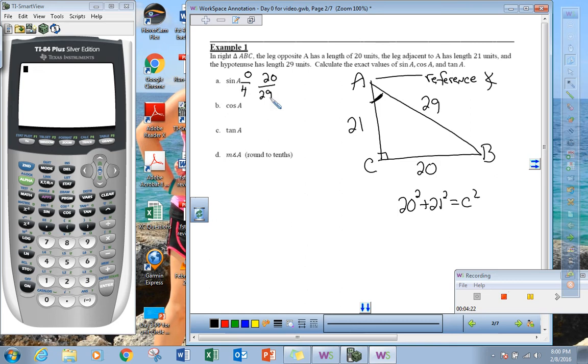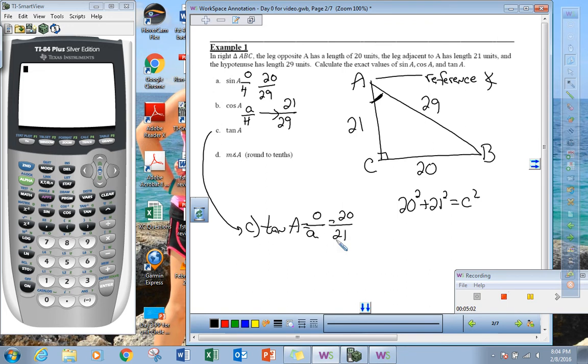That would make cosine of angle A the adjacent over the hypotenuse. Looking at that, it looks like that's going to be 21/29. And then stop. Don't type that in your calculator. Don't mess with it. And then let me move C right down here. For the tangent of A, tangent's going to be the opposite over the adjacent. So it looks like that's going to be 20/21.